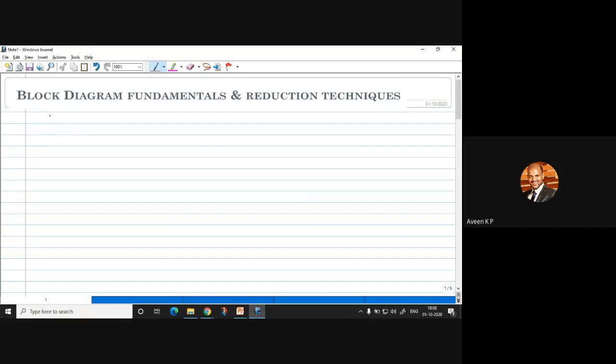transfer function. So in case of any complicated system, if it is difficult to analyze, we will reduce the system in terms of this transfer function. Transfer function is nothing but the ratio of output by input. So we call this a transfer function.